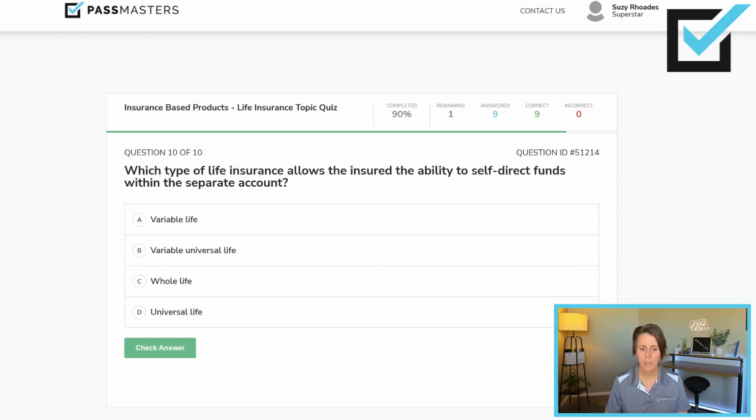Last question. Which type of life insurance allows the insured the ability to self-direct funds within the separate account? Variable life, variable universal life, whole life, or universal life. Of those, there's only 2 that have a separate account. It's either variable life or variable universal life. It's the VUL policy that allows the client to self-direct funds within the separate account.